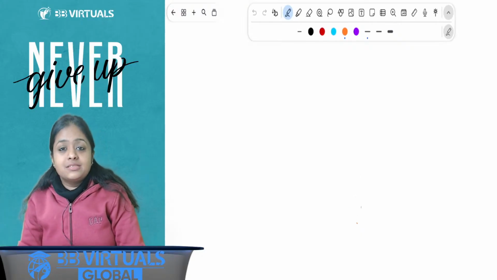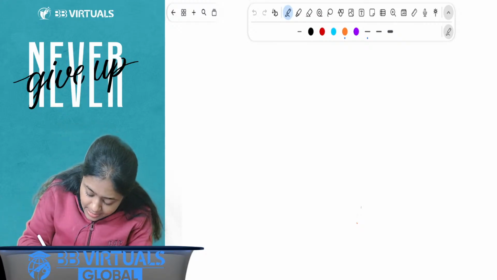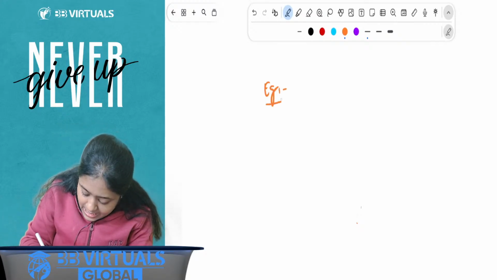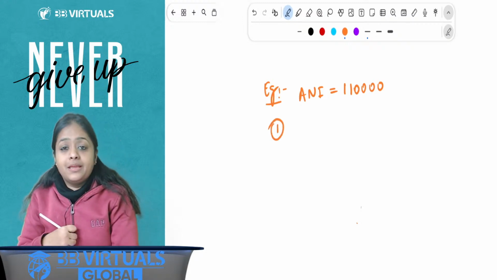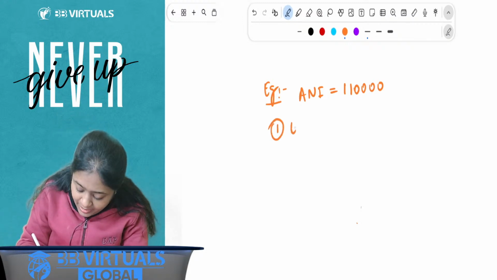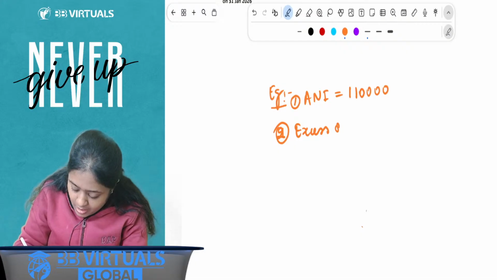Yesterday we discussed where the PA gets reduced. Now, I'll take an example. Let's take that my ANI is 1,10,000. Then, how do we calculate the tapering? Let's repeat the steps. Actually, step 1 is ANI. This is step 2: calculate the excess over 1 lakh.